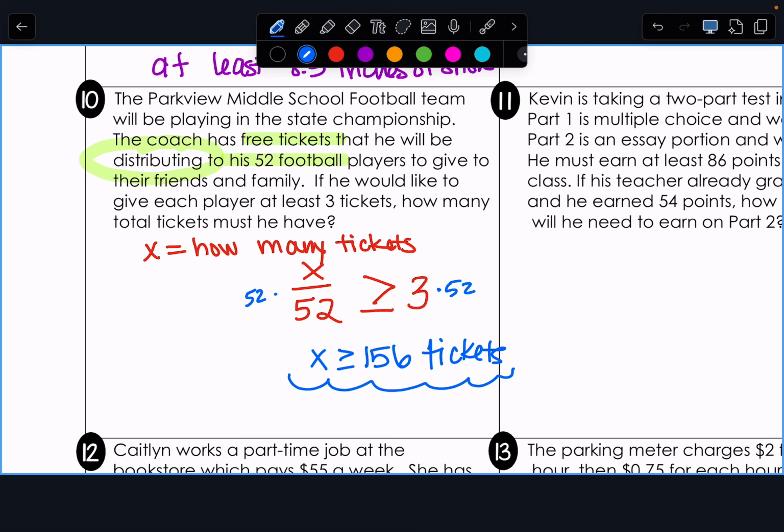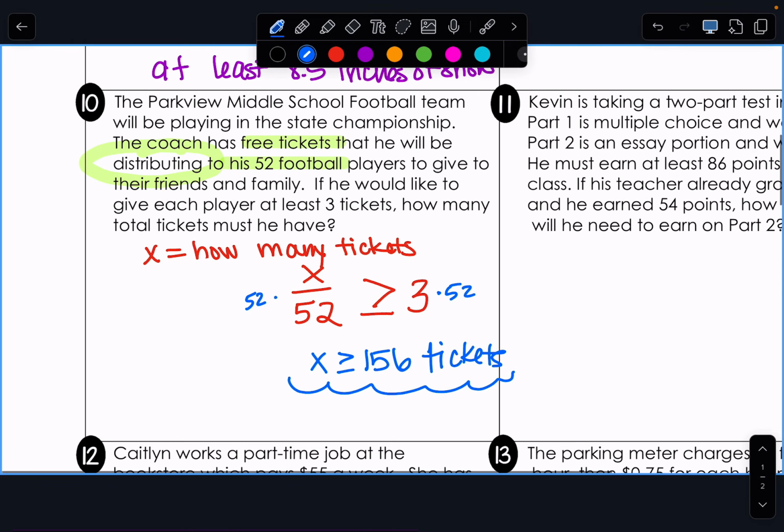So, I guess maybe you need to think of it this way. If he wants each player to have 3 tickets, he needs to request at least 156 tickets from whatever venue to give out to his players.